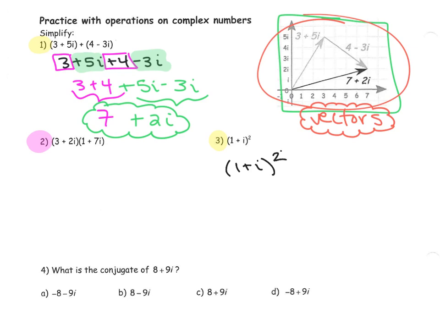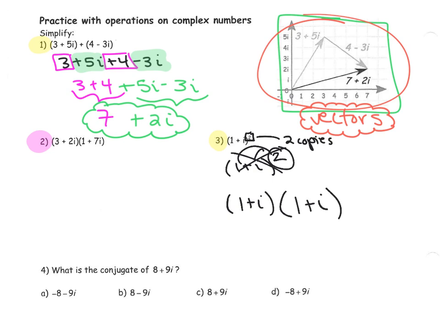Now, because of this squared here, that does not mean distribute it to both terms. That is a big no. We're going to write it out twice. This exponent here means that there are 2 copies. So I'm going to write 1 plus i times 1 plus i. We're going to double distribute.